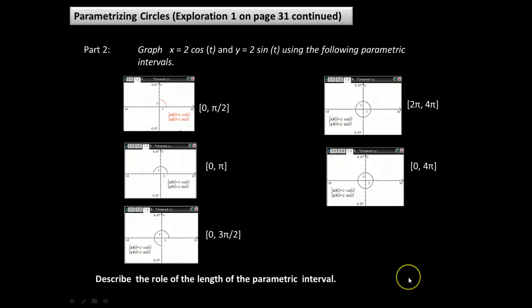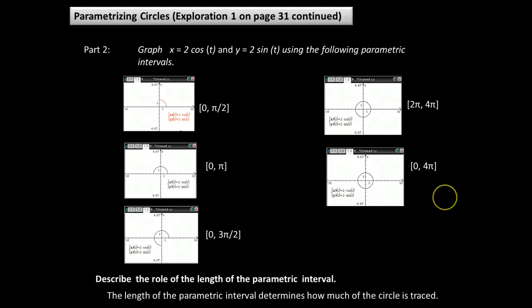So again, the question is to describe the role of the length of the parametric interval. Well, the length of our parametric interval determines how much of the circle is traced. So when we only go from 0 to pi over 2, we only get a quarter of our circle. And 0 to pi, we only get half of our circle. And 0 to 3 pi over 2, we got 3/4 of the circle. And from 2 pi to 4 pi, we got the whole circle. And 0 to 4 pi, we got the whole circle actually twice.